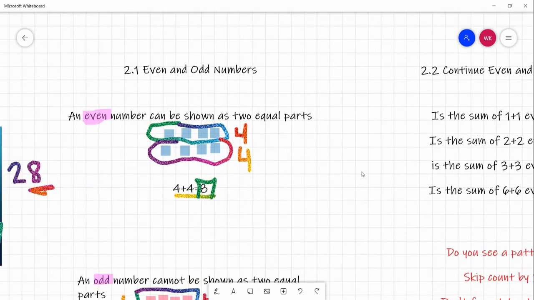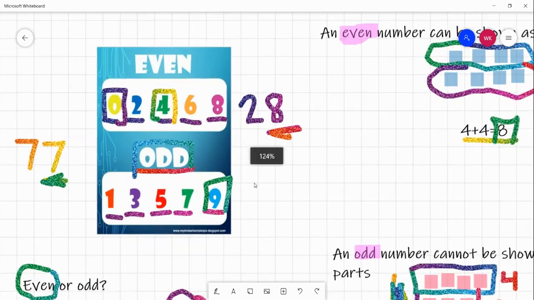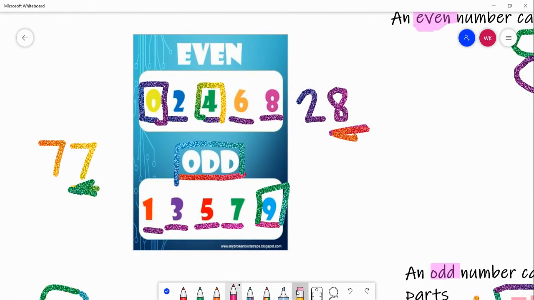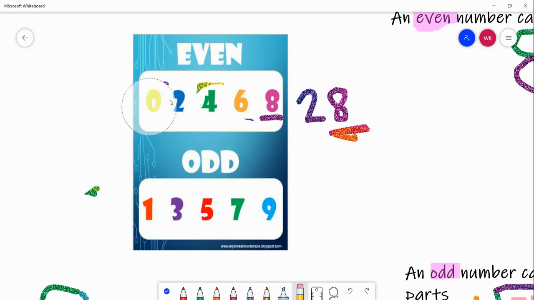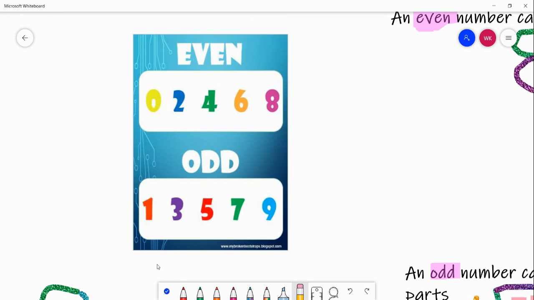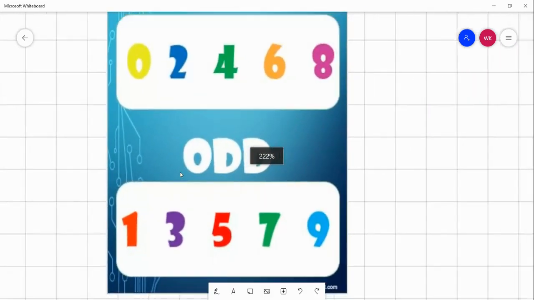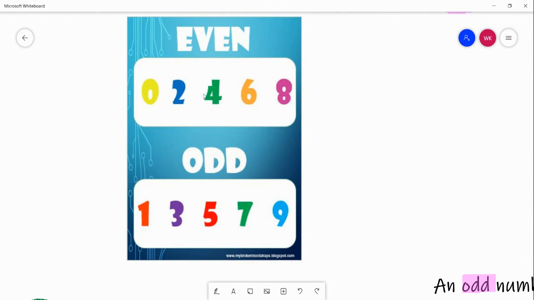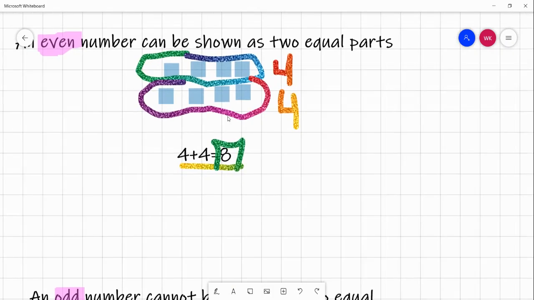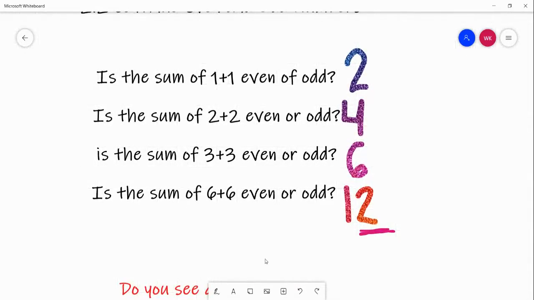Let's go over to our chart again to see if our numbers are even or odd. I'm going to go ahead and erase all this. So we had our numbers 2, 4, and 6. So let's look at our chart. It says even numbers are 0, 2, 4, 6, and 8. Odd numbers are 1, 3, 5, 7, and 9. So the three numbers that we had were 2, 4, and 6. So we know that our doubles facts are all even numbers. So even.